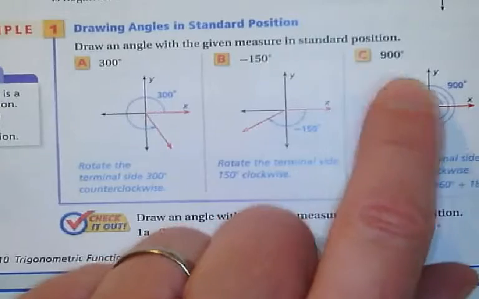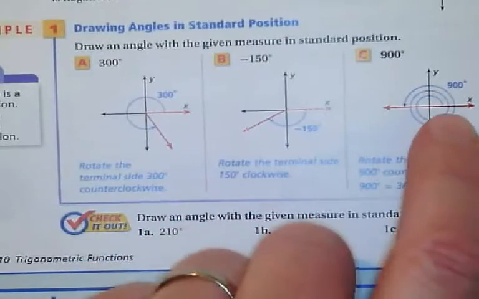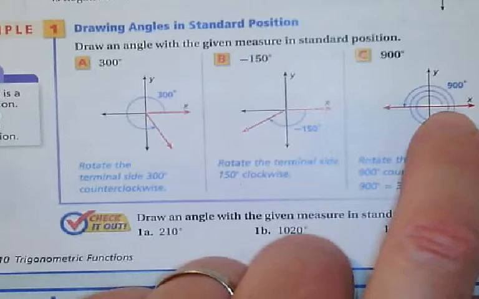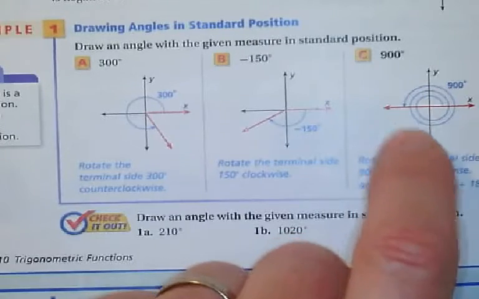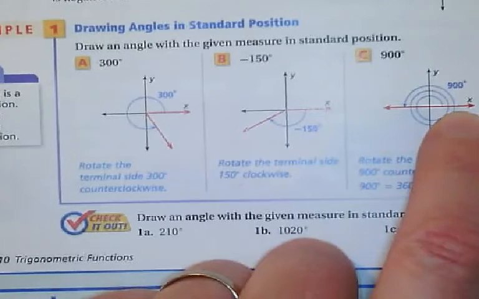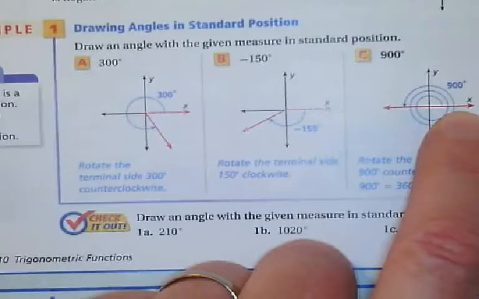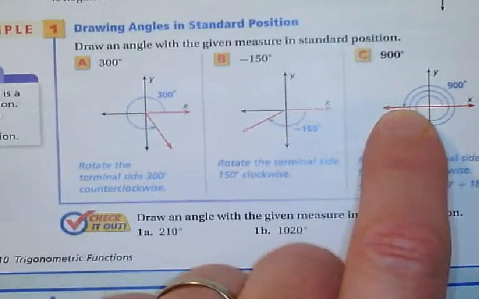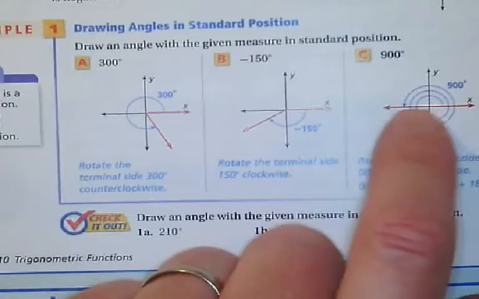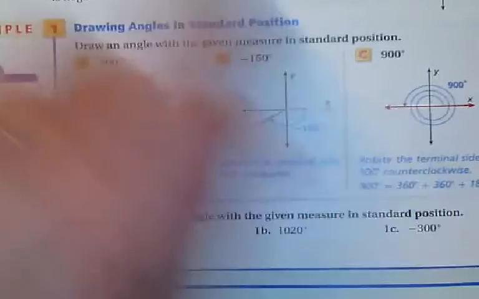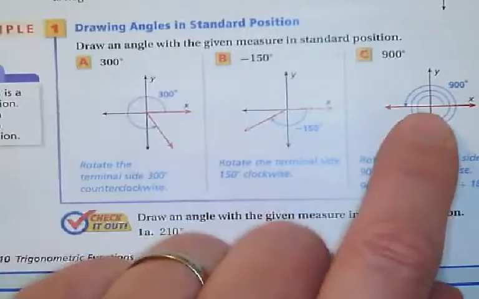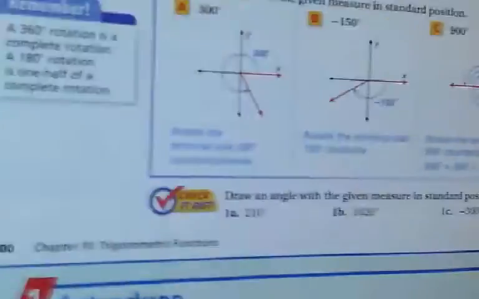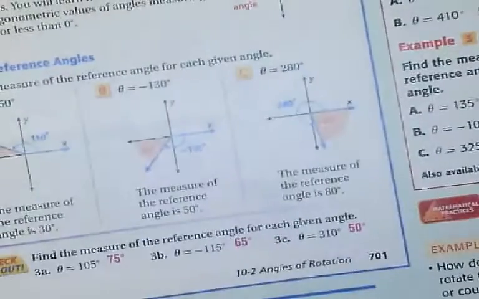Look at this one, 900. Now watch what they did. Do you see the spiral there? They went around once, that was 360. They went around twice, that was another 360, which makes 720. And then they kept going until they got to 900. So 900 is the same as 180, right? Because it lands in the same place. Exactly. Okay.